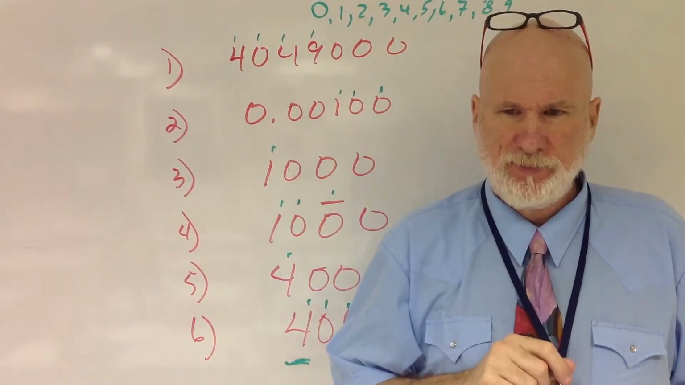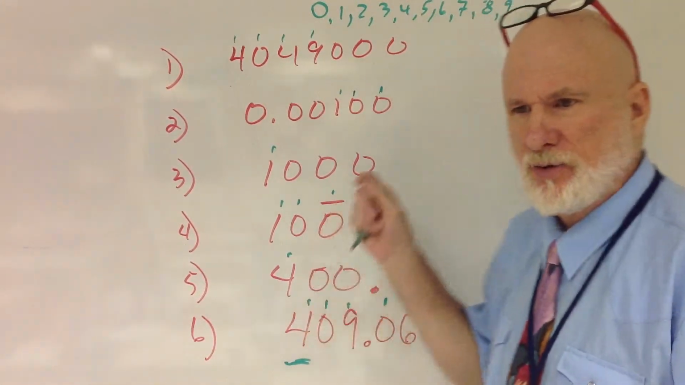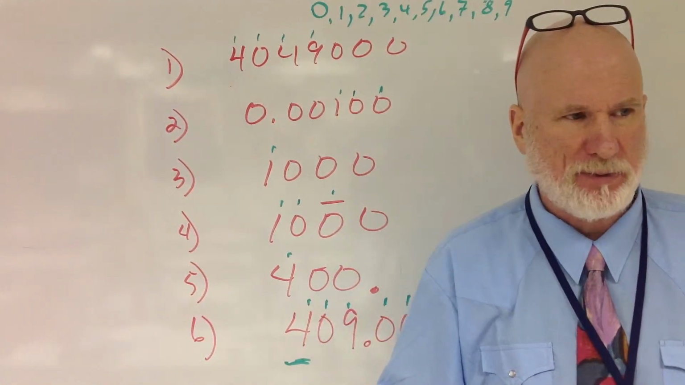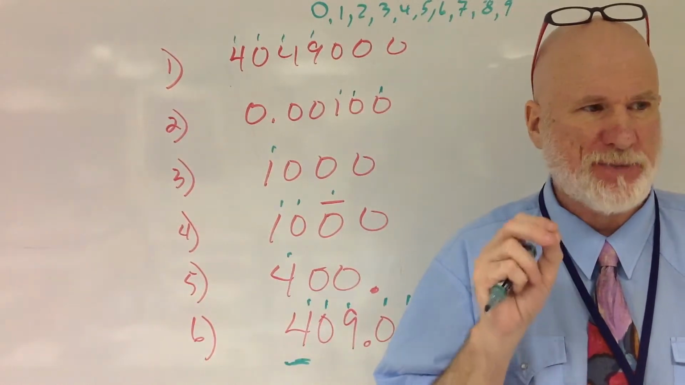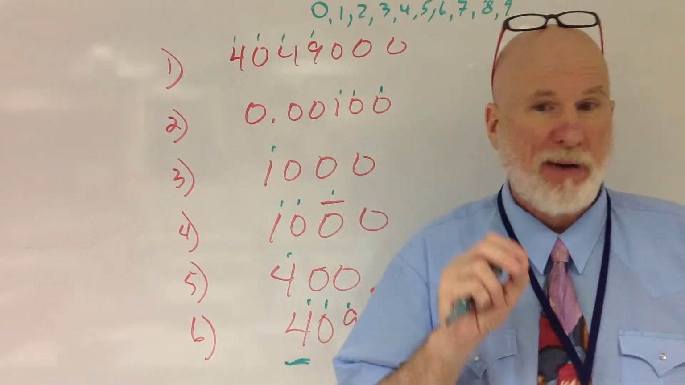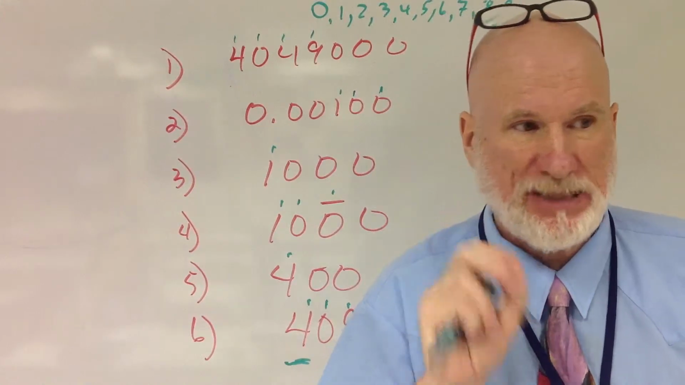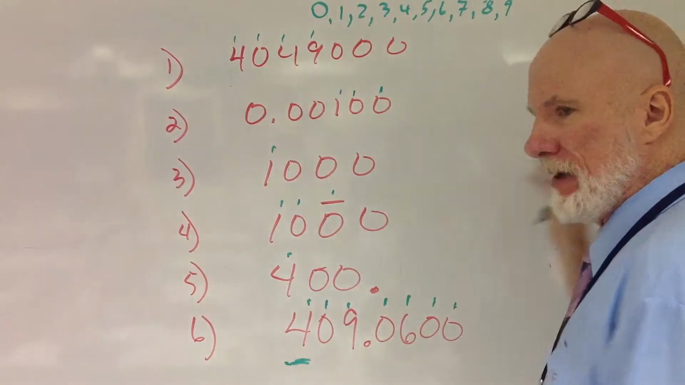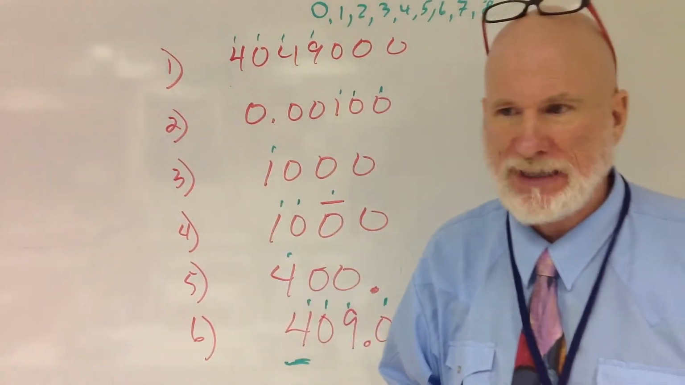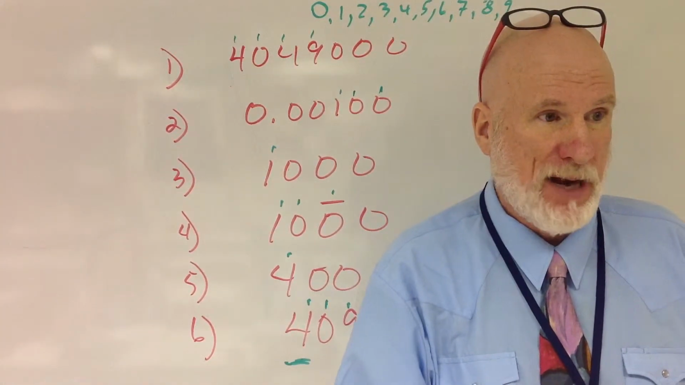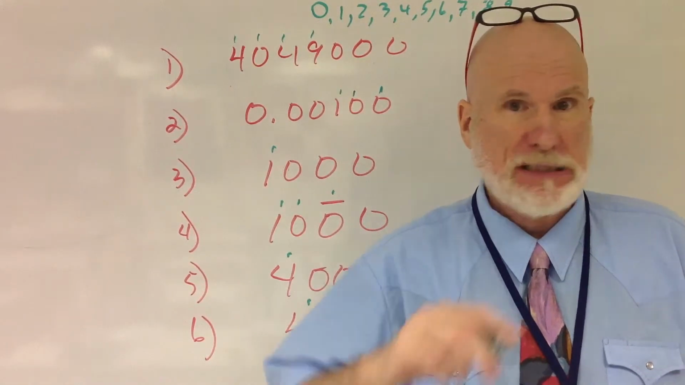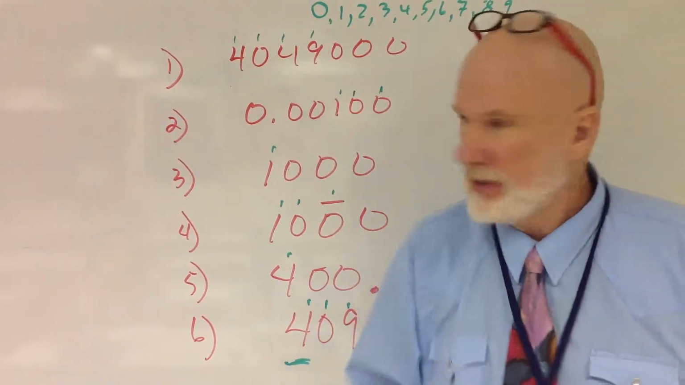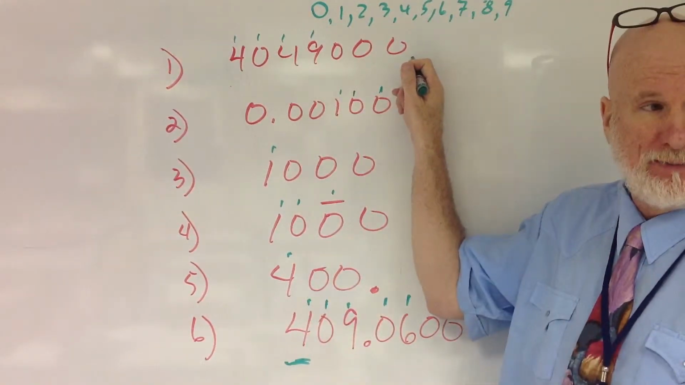Any 0 that is bound on the right by a written-in decimal, not an understood decimal. Any 0 that is bound on the right by only a written-in decimal point, and on the left by a significant figure somewhere on the left. That 0 is significant. Is that written in?